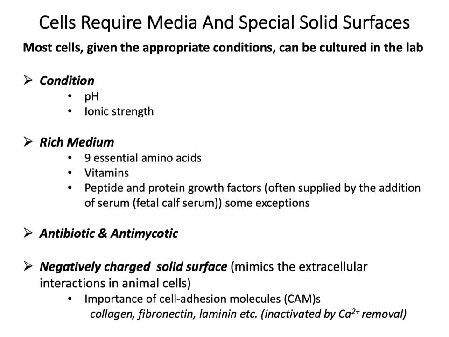Most cells, given the appropriate conditions, can be cultured in the lab. These conditions include growing cells in a rich medium, usually consisting of at least the essential 9 amino acids, some vitamins and peptides and protein growth factor, which are primarily supplied by the addition of some type of serum, usually fetal calf or bovine serum. Most cells prefer to grow on a negatively charged solid surface, which mimics the extracellular interaction. So the dishes and flasks that the cells grow on are negatively charged, most always a type of plastic.